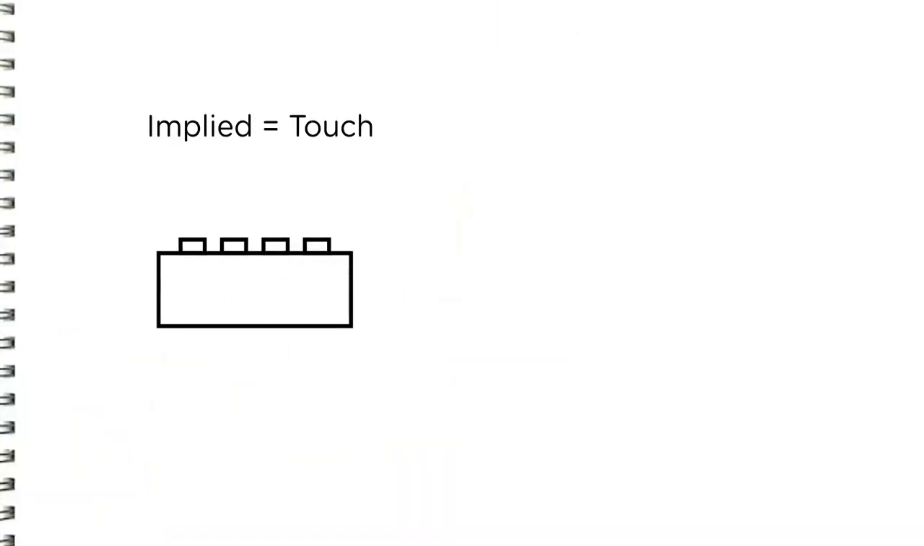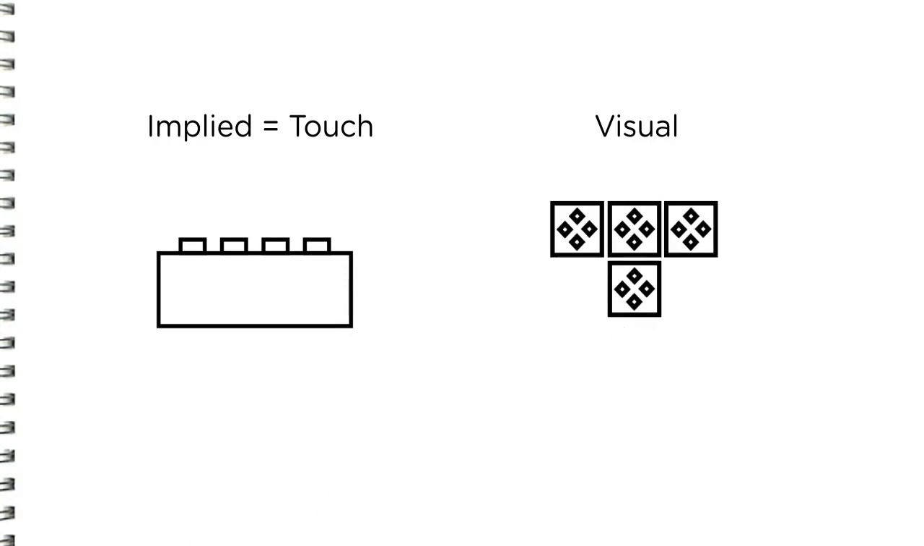So again, we have implied texture, like Legos, and then we have visual texture, which are broken up into motifs, which then create a pattern.